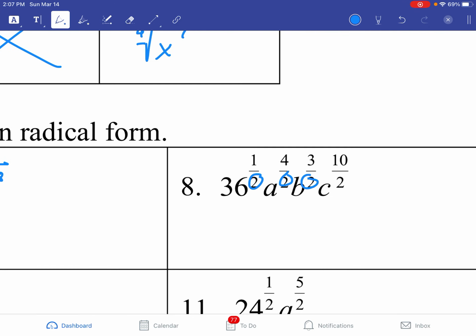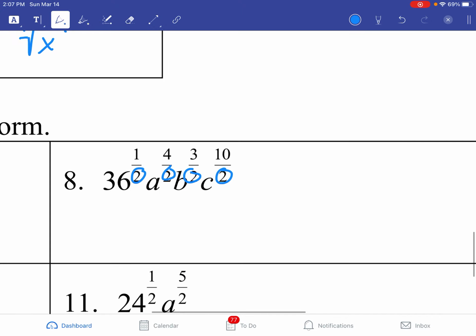Here I'm looking at the denominators to find out what kind of radical I have. I have all 2, so I'm just going to put the square roots. I don't need to put a number out in front because it's just assumed it's a 2. I have 36, don't need to write the 1 as an exponent. A to the 4, B to the 3rd, C to the 10th.